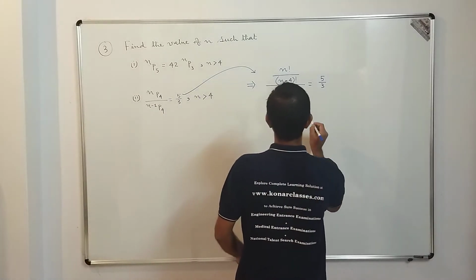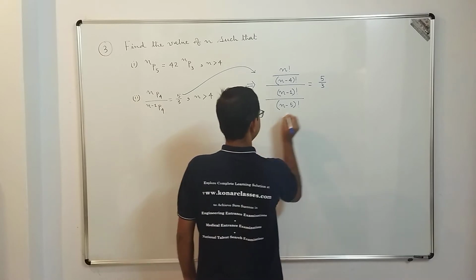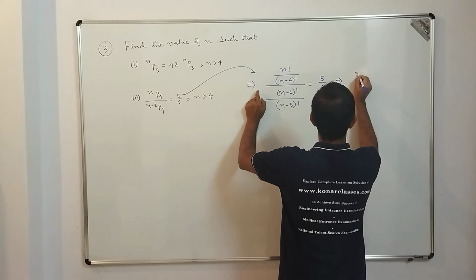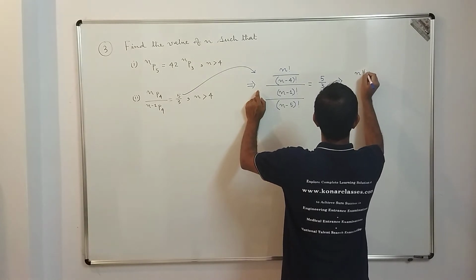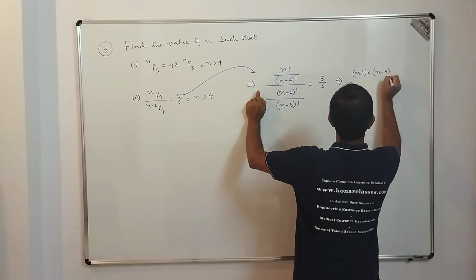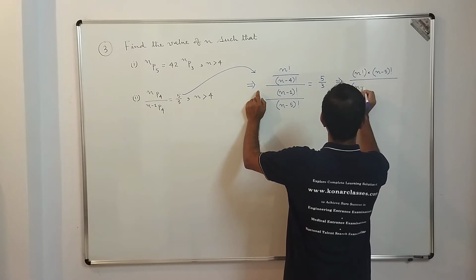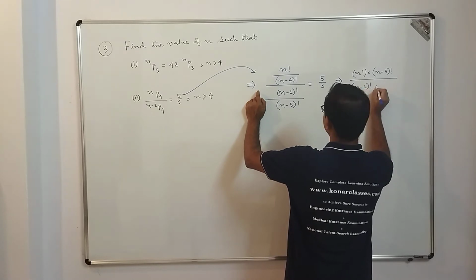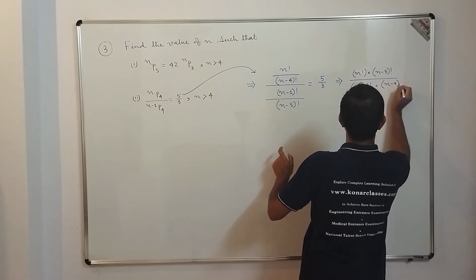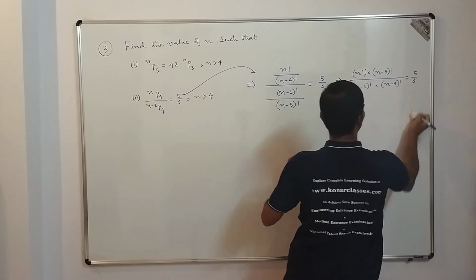So now what we get here, dear students, is that we can write from here, this implies that n factorial into n minus 5 factorial divided by n minus 1 factorial into n minus 4 factorial is equal to 5 by 3.